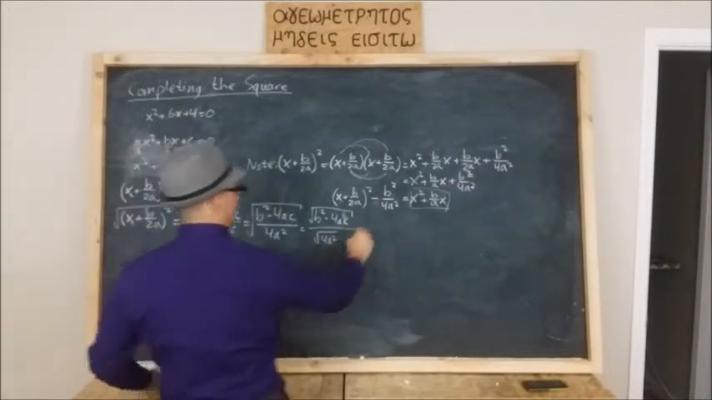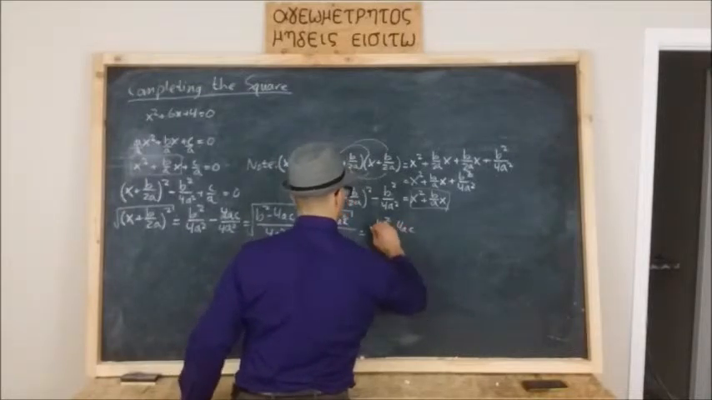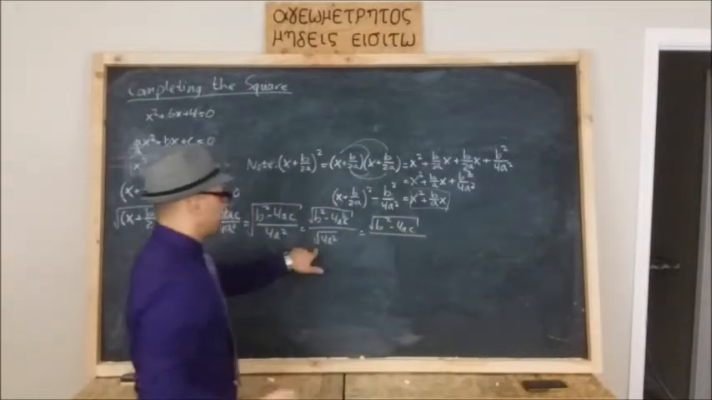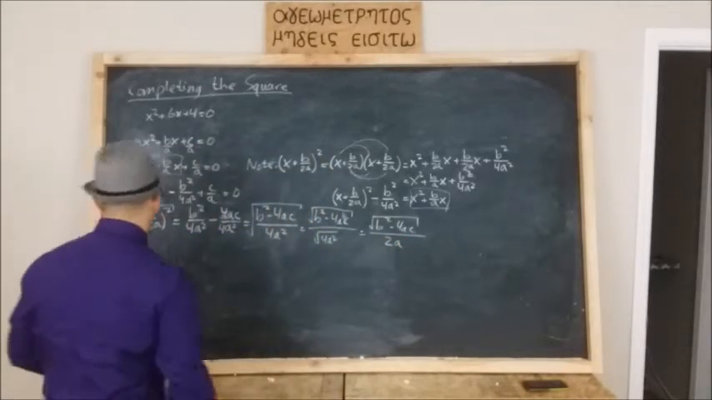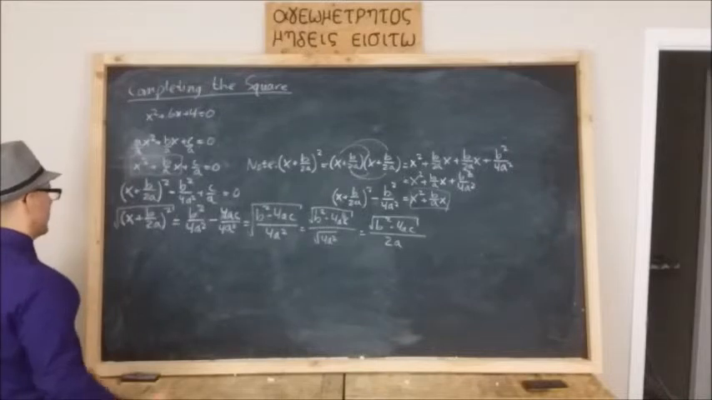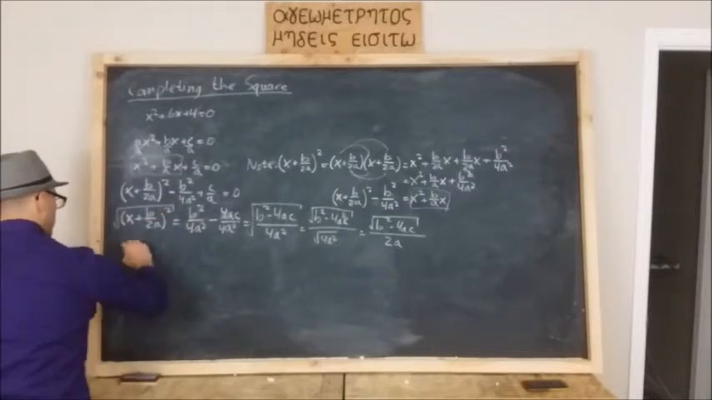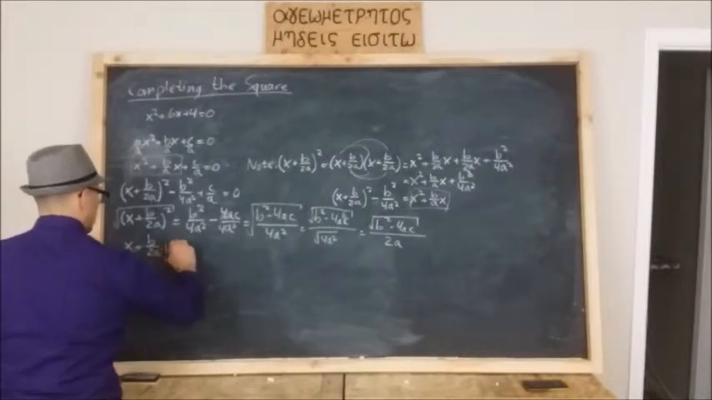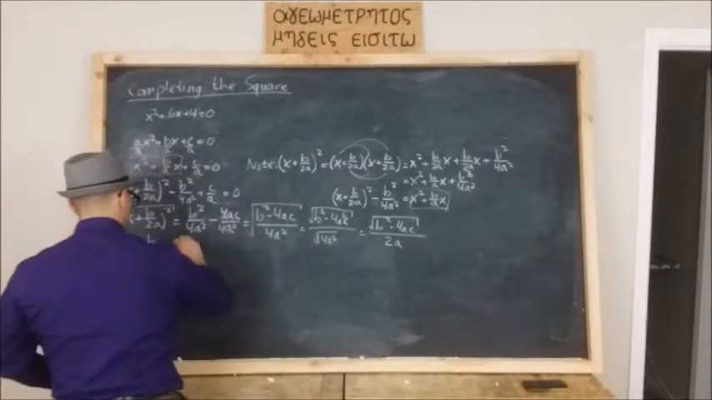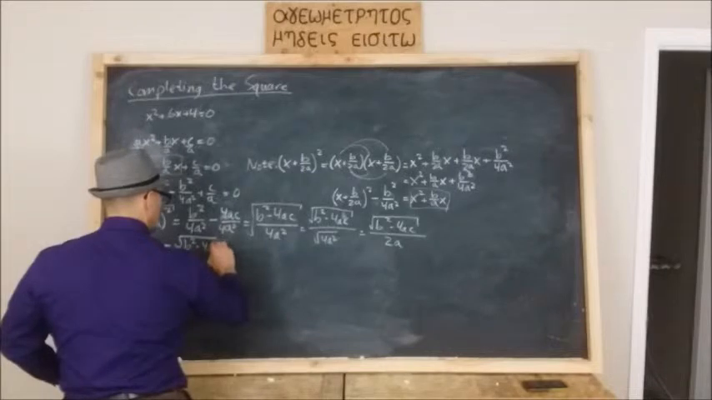Okay, and that's the same as b squared minus 4ac. The square root of 4a squared is going to be 2a. So now I have what? The square root of this squared is going to be x plus b over 2a, is equal to what? All this: the square root of b squared minus 4ac over 2a.